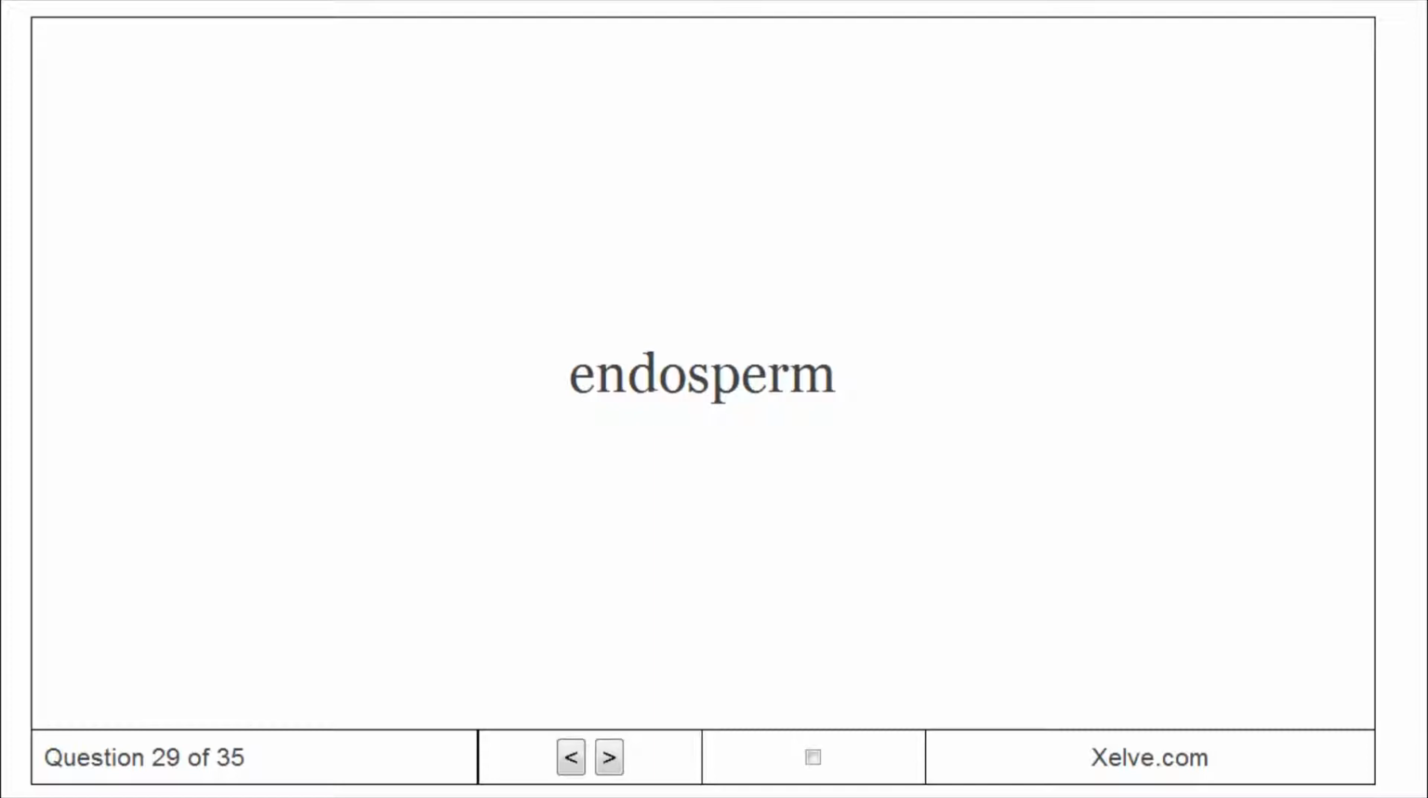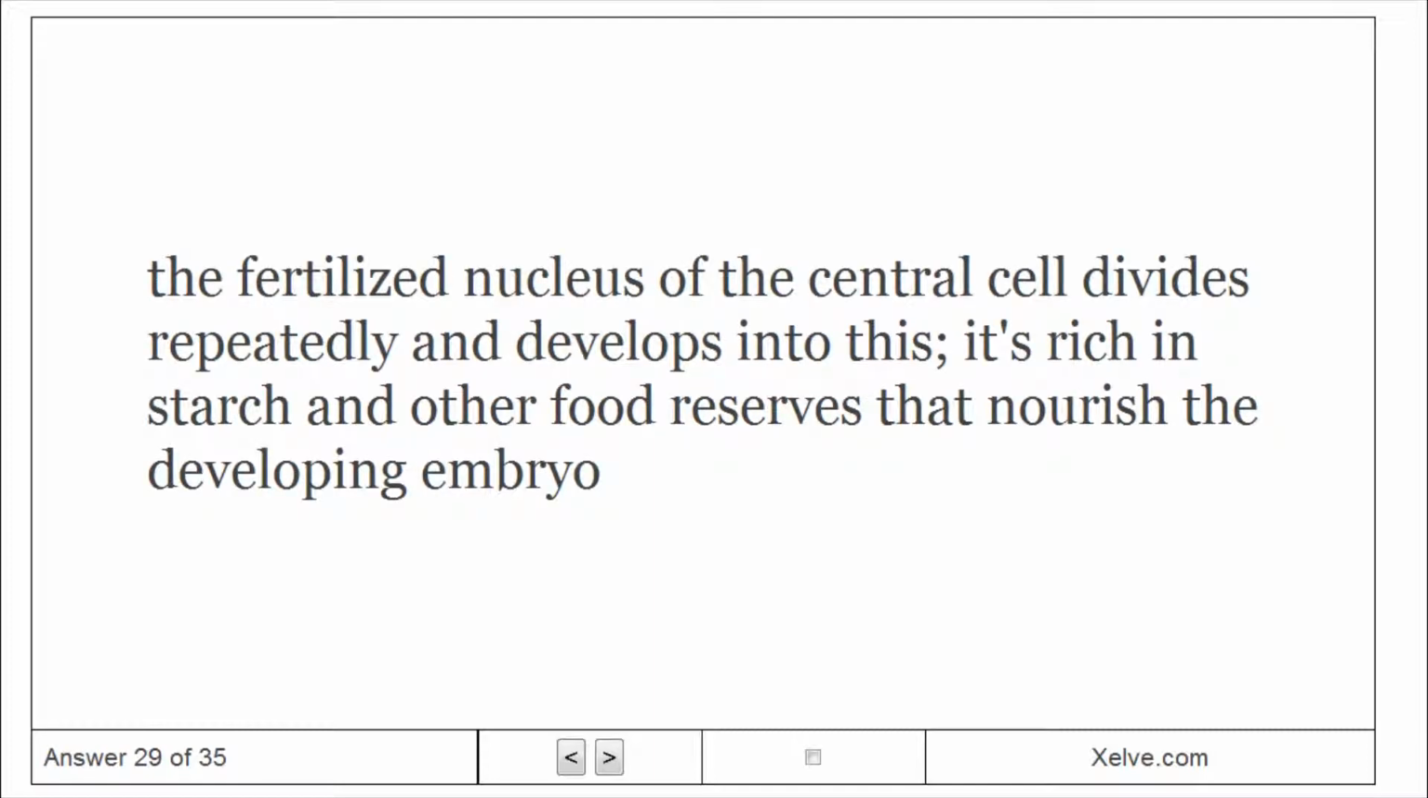Endosperm. The fertilized nucleus of the central cell divides repeatedly and develops into this. It's rich in starch and other food reserves that nourish the developing embryo.